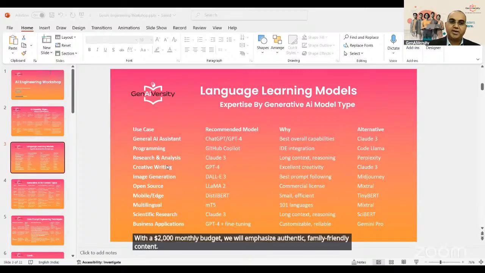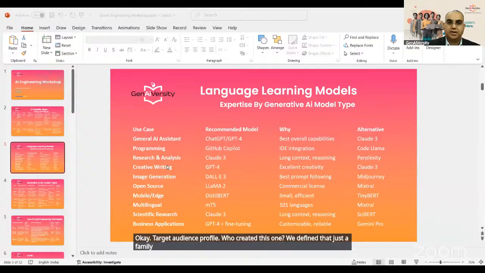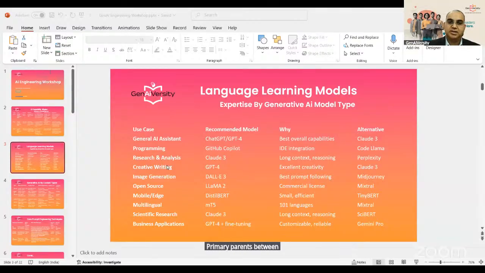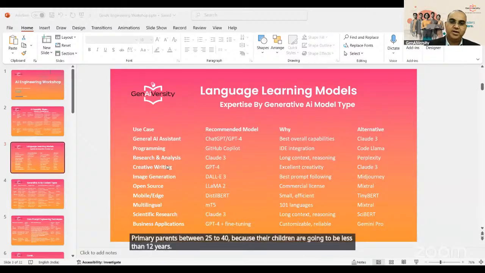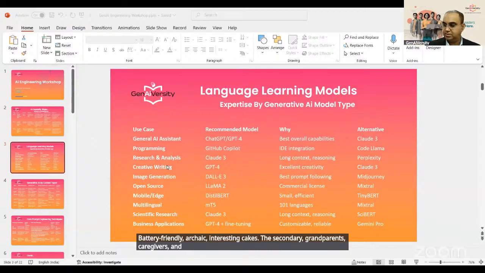Okay, target audience profile. Who created this one? We defined just the family targeted audience. It created primary parents between 25 to 40 because their children are going to be less than 12 years. Why only 12 years? Generally, the kids are going to be more bakery friendly or interested in cakes. The secondary, grandparents, caregivers, and family oriented individuals.